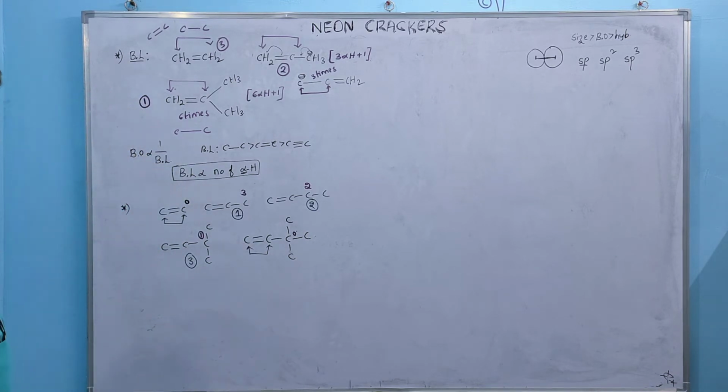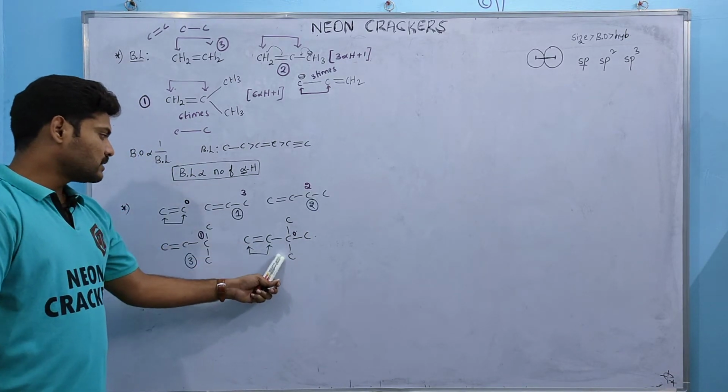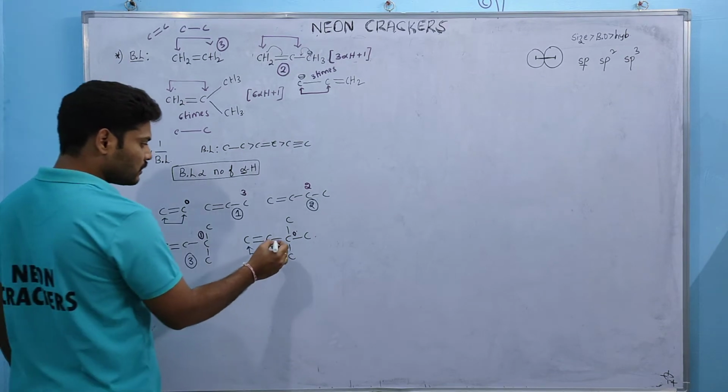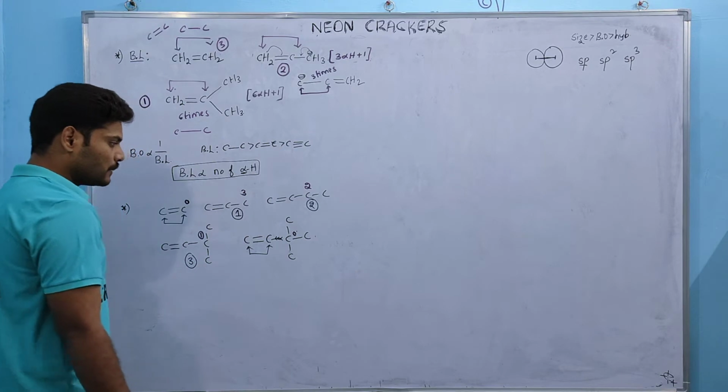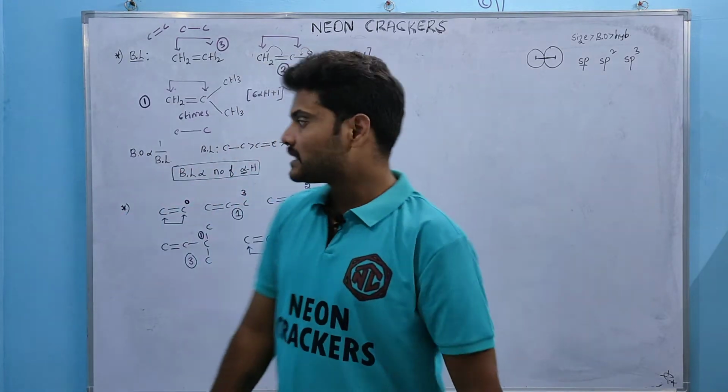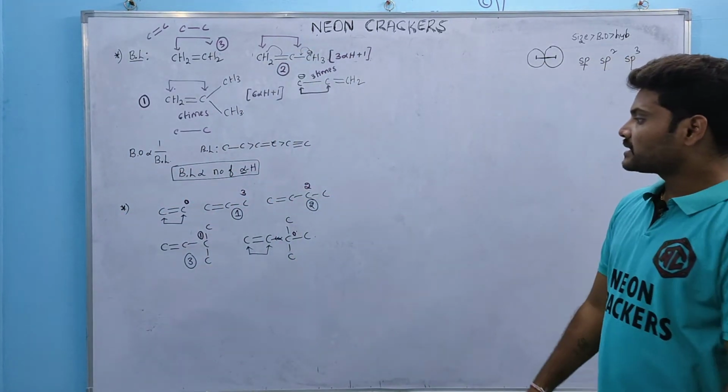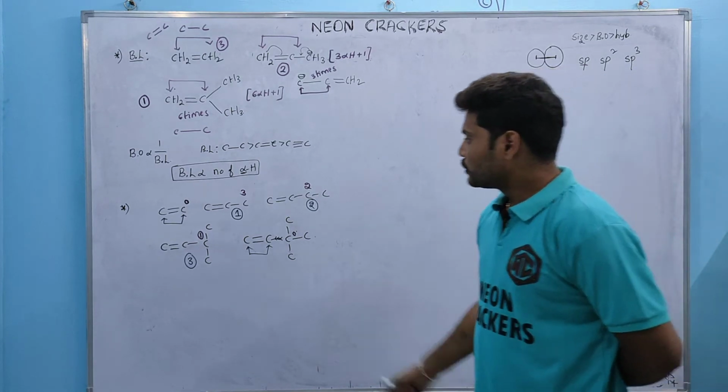Now what is the bond length here? Nothing is there. What is the effect of carbon here? Carbon effect is plus I effect. Due to plus I, what happens here?